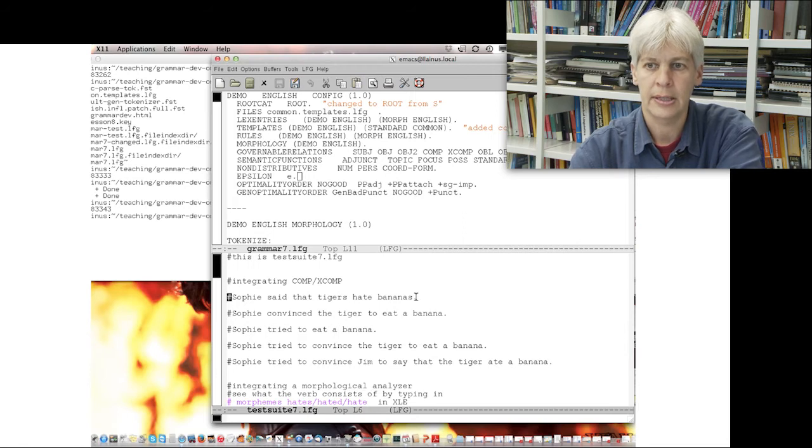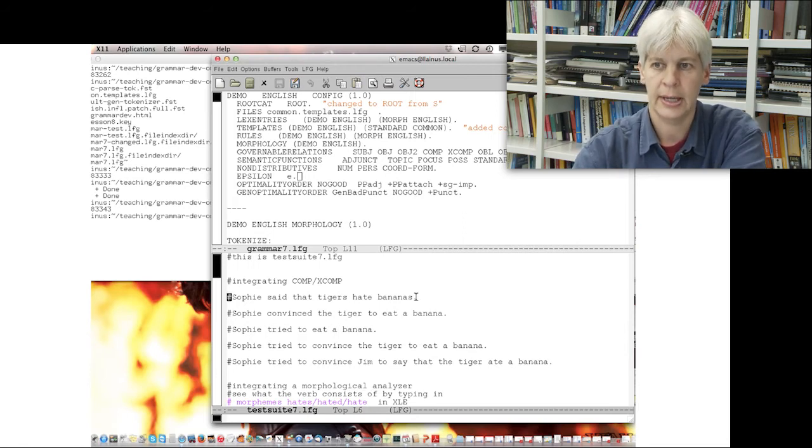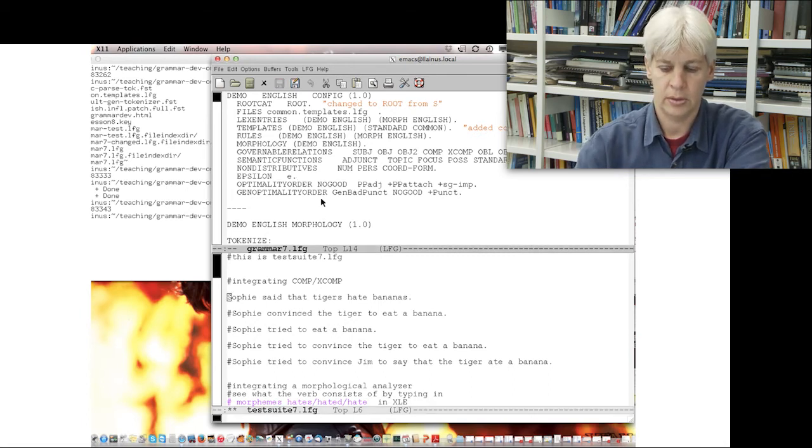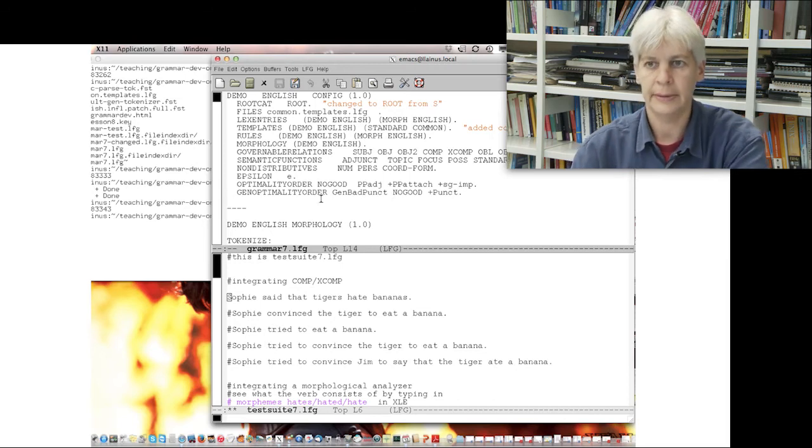Okay, now the first sentence I'm going to try and do is Sophie said that tigers hate bananas. Right, okay. I shouldn't have to worry about names anymore. I shouldn't have to worry about any nouns anymore because we have the morphological analyzer. I do have to worry about said, and I do have to worry about that. We don't have these in the grammar yet. So let's do that.